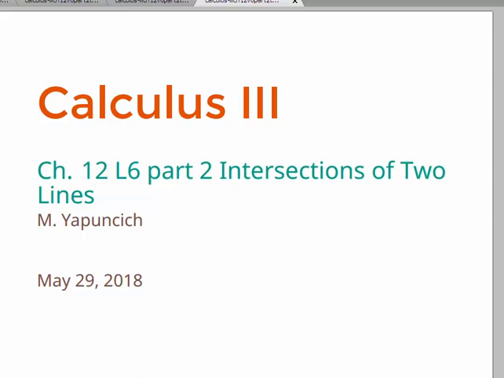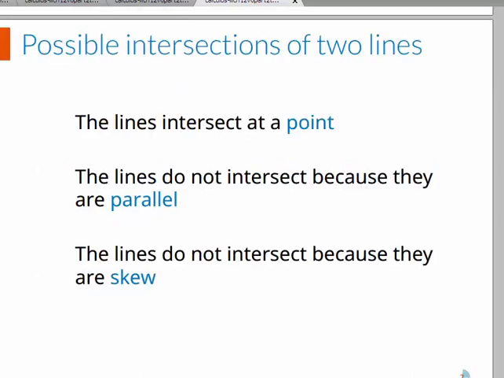Now we're going to look at the three possibilities of two lines that may be intersecting. And these are the possibilities. The lines could intersect at a point. They could not intersect because they're parallel. And those two possibilities occur both in three-dimensional space and in two-dimensional space.